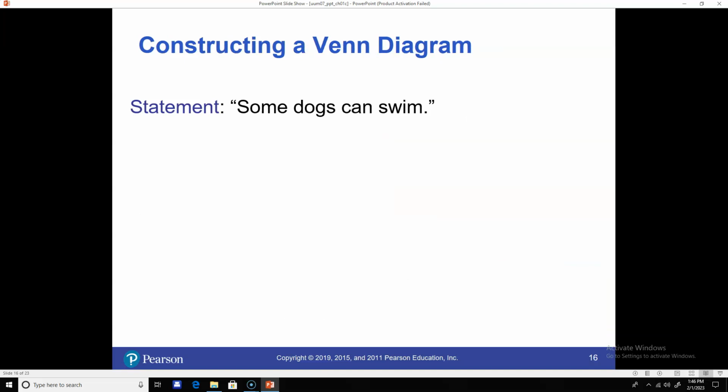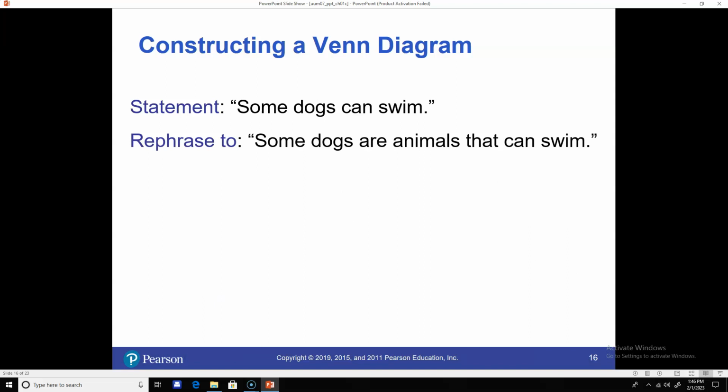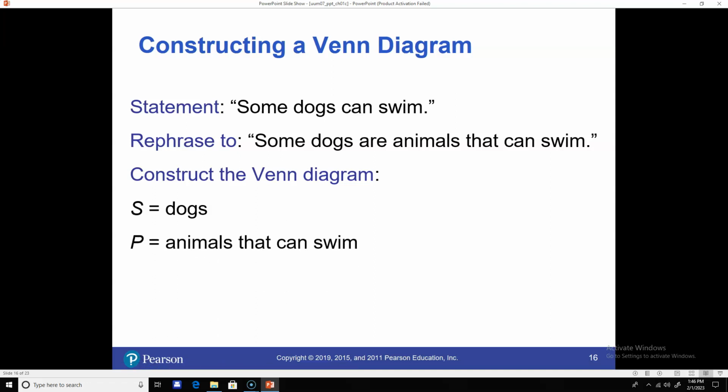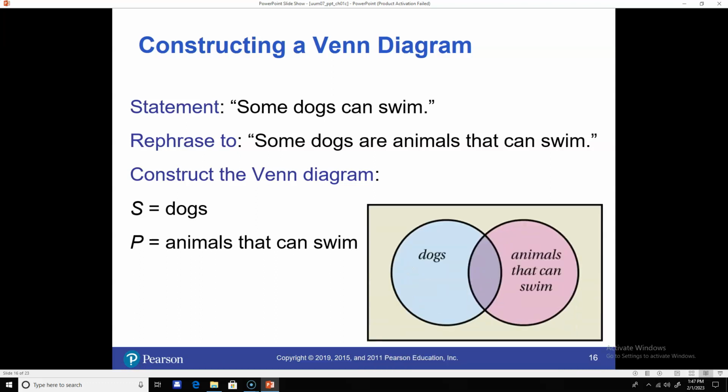Some dogs can swim. Okay, so this would be an overlapping set, right? You have all dogs, and then you have things that can swim, and then you have the dogs that can swim. Okay, rephrase to some dogs are animals that can swim. Then in the Venn diagram, we have the big rectangle that represents all animals. You have the animals that can swim. You have dogs, and then there will be the overlap, which are the dogs that can swim. So S are dogs, P are animals that can swim. Okay, so now we've got this as a categorical statement, and we can draw the picture. The dogs and the animals that can swim, and then the overlapping section is the dogs that can swim.